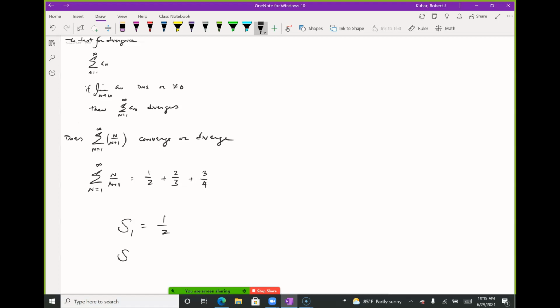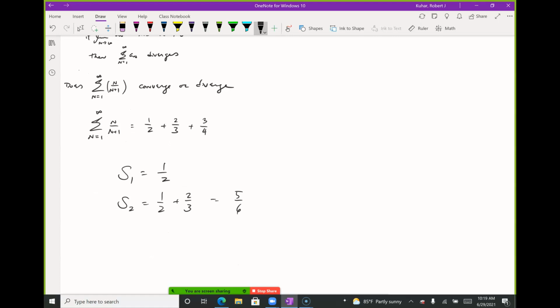The first one's 1/2. The second one is what? 1/2 plus 2/3. Help me out there. What is that? 5/6. And then my next one is 5/6 plus 3/4, right? So what is that? Help me. I need an LCD of 12, right? Oh, I made a mistake on the first one, didn't I? 7/6. Oh, look at this. 7/6. What's the next one?